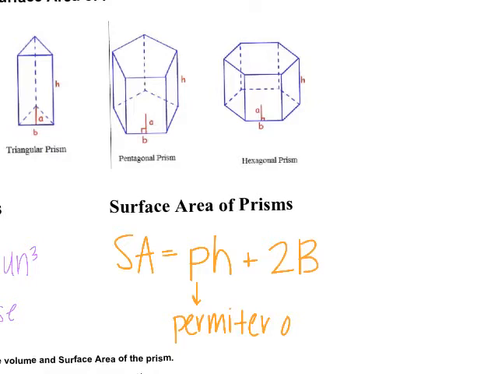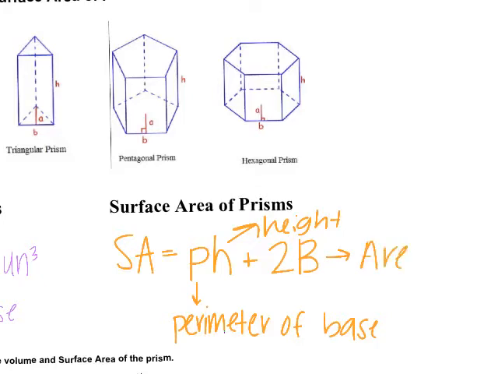Can't spell. The H is height. What did I do? I put it in the wrong spot. All right, and B is the area of base. That's why I'm a math teacher. I can't spell.